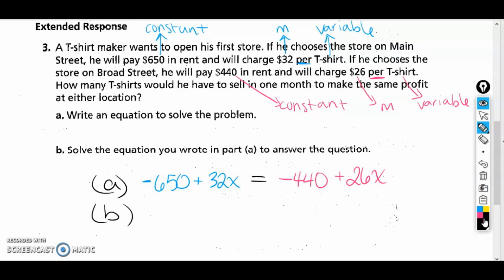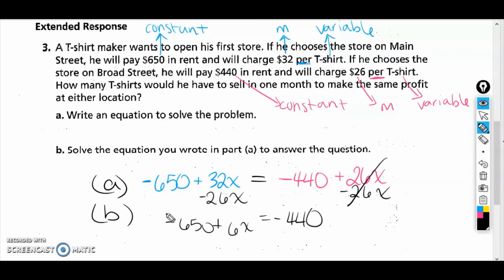So let's solve this. We only want one variable and not on both sides, so I'm going to move one of them. I'm going to choose the 26x because it's smaller than 32. I'm going to subtract 26x from both sides. So this cancels out. I'm left with negative 650 plus the difference between 32 and 26, that is 6x, equals negative 440.